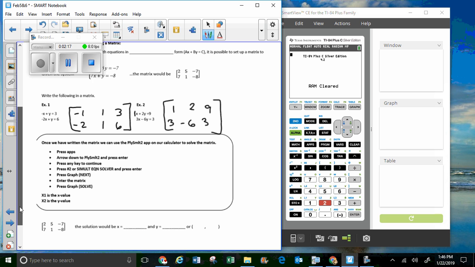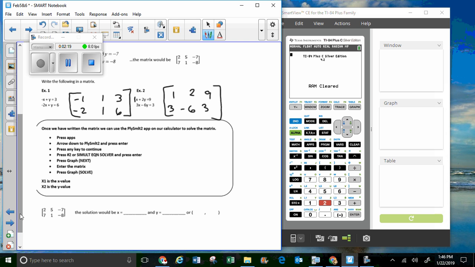So here's how we would use our calculator to solve it from here. So all the steps are right here for you. I'm not going to read through all of those because I'm going to show you, and we're going to use this matrix to practice. Okay, so go ahead and turn on your calculator. It's always a good idea when you're doing this problem, reset it. So you can reset with second plus 7, 1, 2.